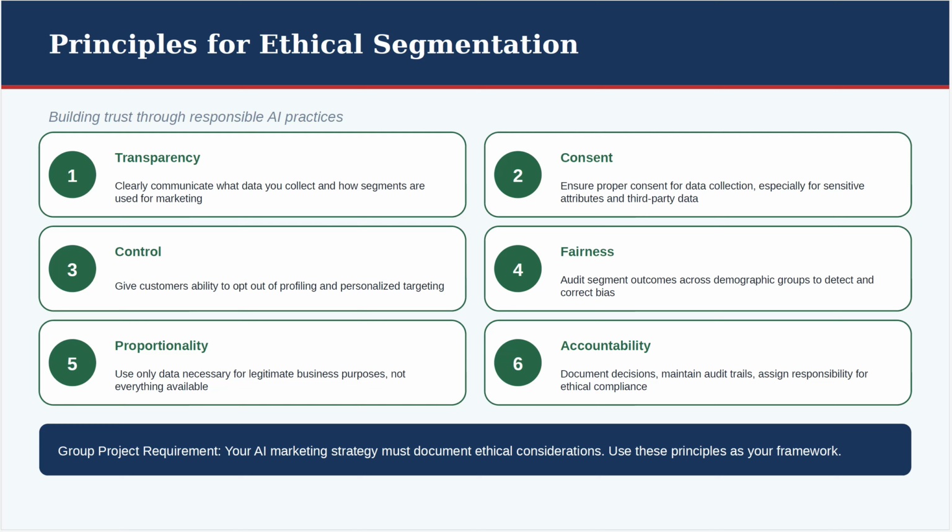Proportionality. So just because you can collect data doesn't mean you should. So minimize the need. And then accountability. Someone must be responsible if this data is being collected, so you have to maintain an audit trail.